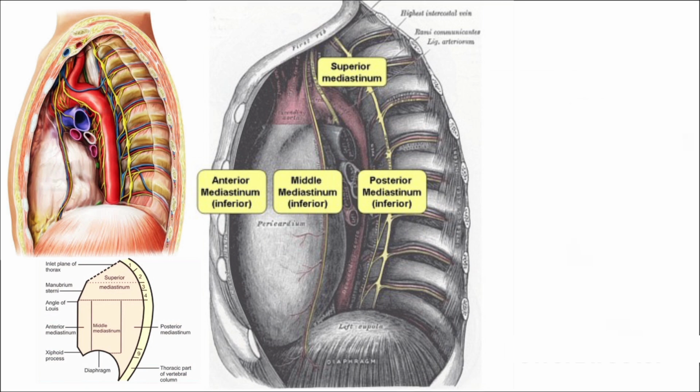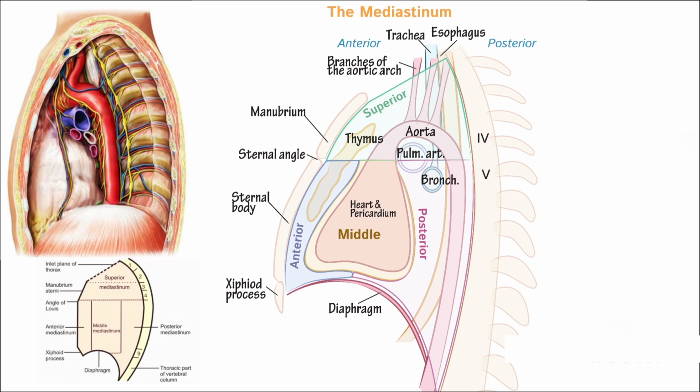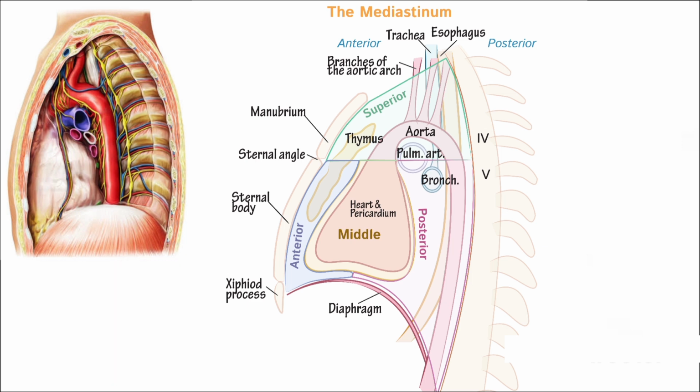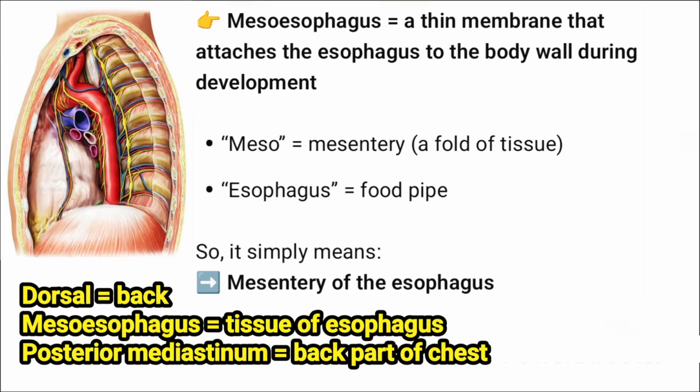Now let's see the development of it. Development means how it forms. Okay. It develops from primitive ventral and dorsal mesoesophagus. It means it develops from early structures in the baby body called ventral mesoesophagus and dorsal mesoesophagus. It simply means it forms from early tissue around the food pipe. Food pipe means esophagus. Okay.